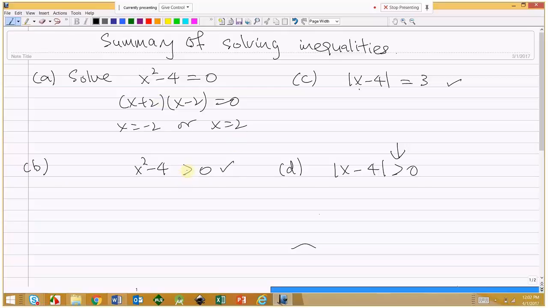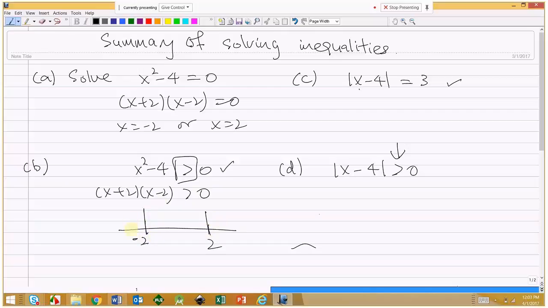B, now we have an inequality. So what we do is factorize, then after that, anyone remember what we should do next? We should draw a number line. Okay, so it crosses at -2 and 2.